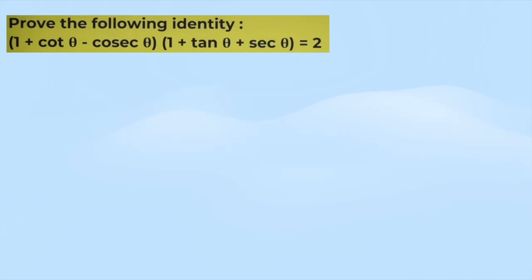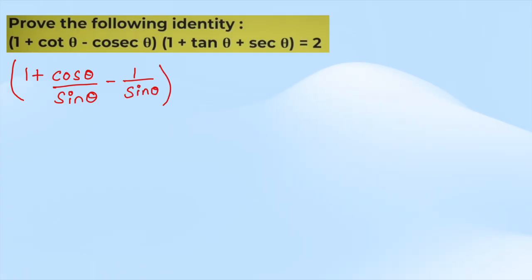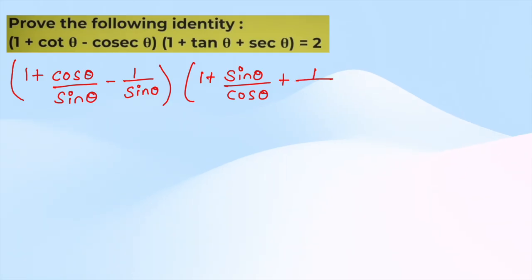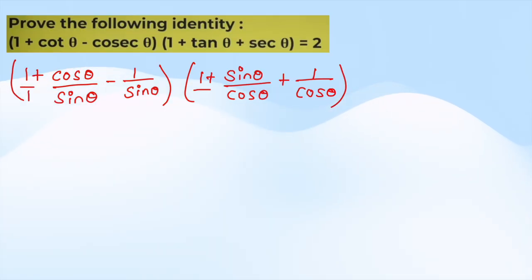So let's convert it. 1 will remain 1. Cot theta can be written as cos theta by sine theta. Cosec theta can be written as 1 by sine theta. For the second term, tan theta can be written as sine theta by cos theta, and sec theta can be written as 1 by cos theta. Clear? Now see here. This 1 can be written as 1 by 1, right?